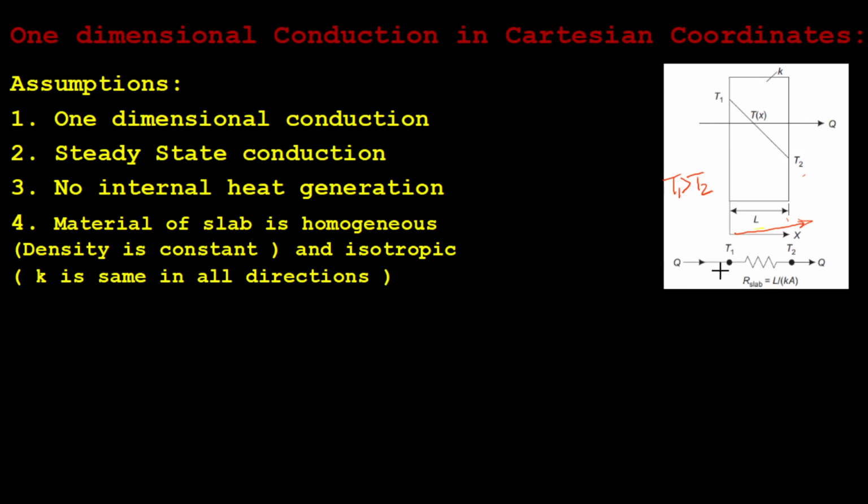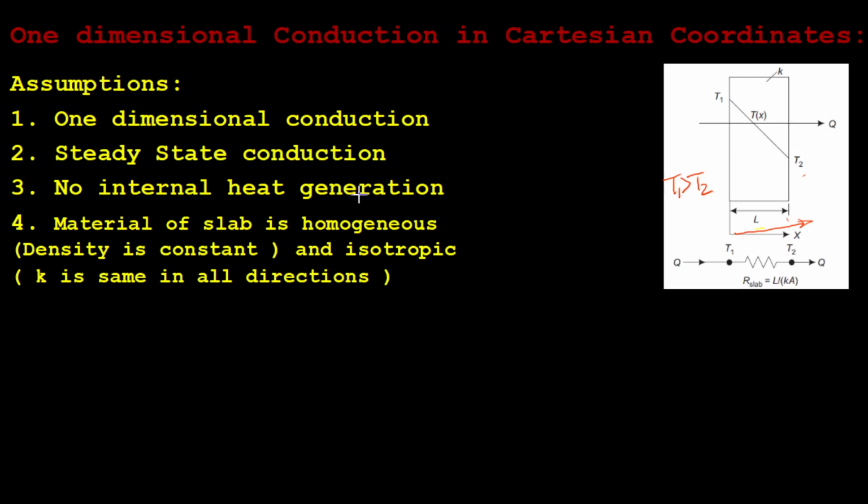At the bottom here you can see that we have the resistance equivalent circuit for the conduction process. Q is the amount of heat flowing through the slab, and the driving force is the temperature difference, that is T1 and T2, which is causing the heat to flow through the material, and it is offering a resistance of L by KA, which we have studied in the previous class.